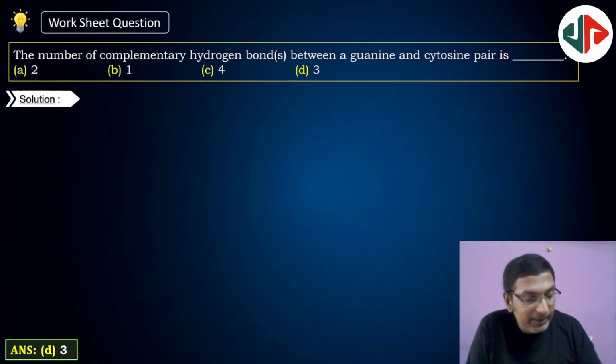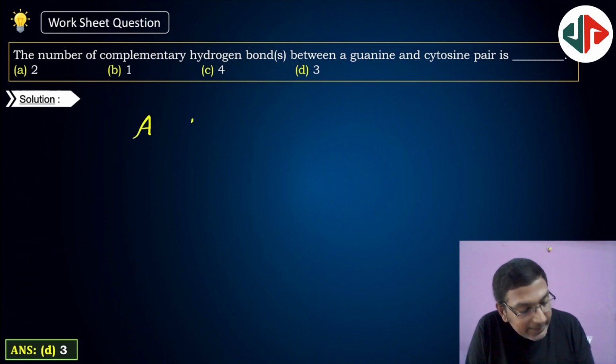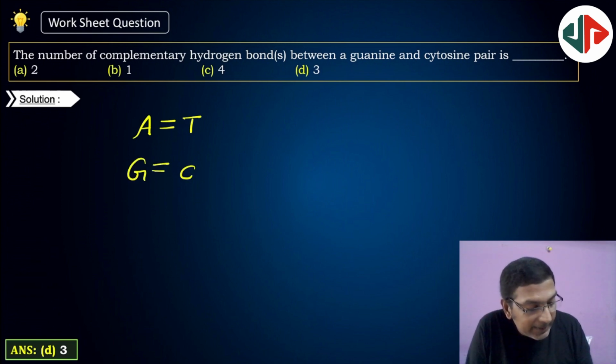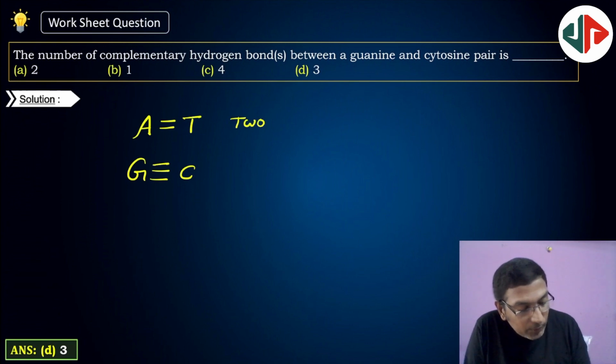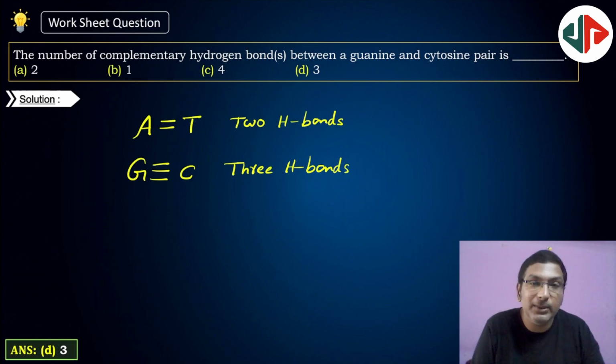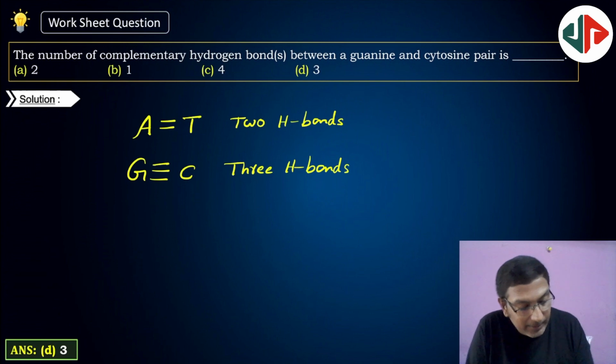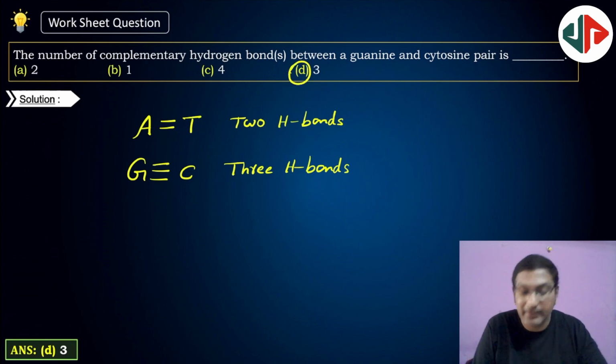So number of complementary hydrogen bonds between guanine and cytosine. So here ATGC ratio will be there. So between A and T, 2, G and C, 3. Here 3 hydrogen bonds. So between AT 2 hydrogen bonds, GC 3 hydrogen bonds. Option D. Direct question. So number of lines represent hydrogen bonds. Next.